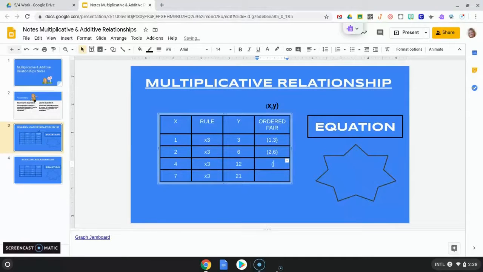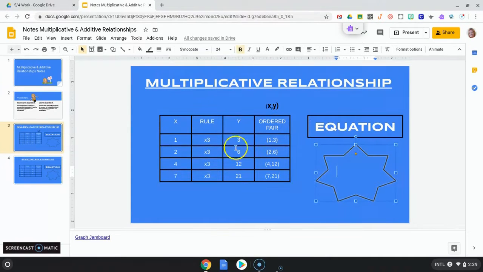I'm going to take my X value, which is 4, and my Y value, which is 12. So what do you think the ordered pair would be here for this last column, 7 and 21? How does that ordered pair look? So I'm going to take my X value and my Y value, and that is my ordered pair: 7, 21.